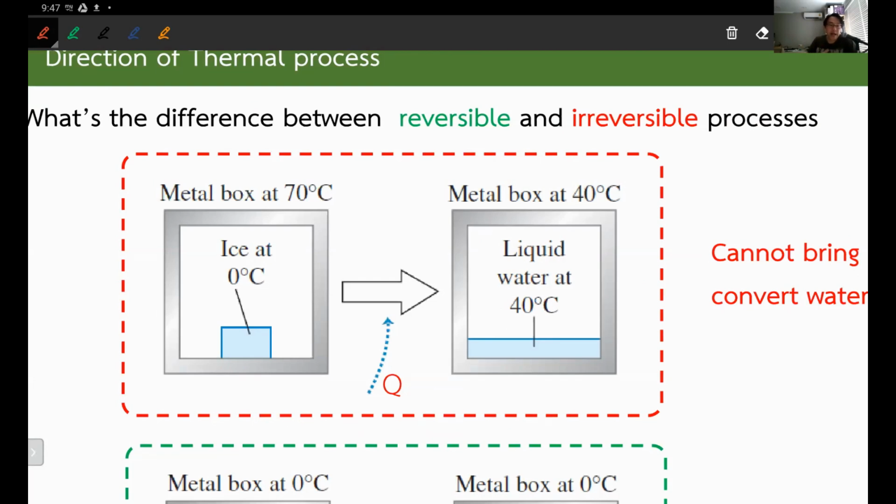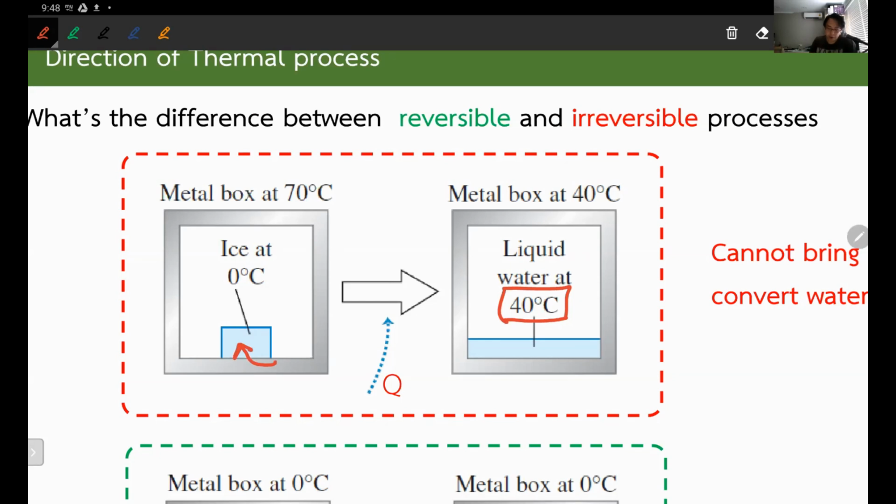Okay, you have a metal box at 70 degrees Celsius. Inside, you have an ice. Of course, it's at 0. You wait a bit, ice melts. The box will cool down. And you probably end up at some intermediate temperature. Let's say it's at 40 degrees Celsius. You have water inside, the box cooled down. During this process, you have a heat involved for sure because the heat will flow from the box to the ice to melt the ice.